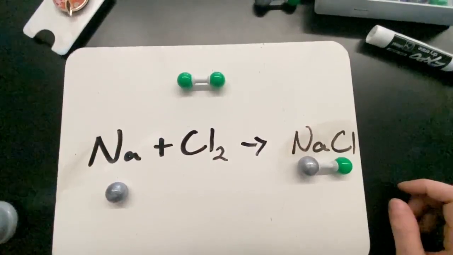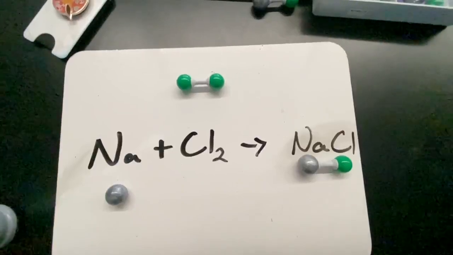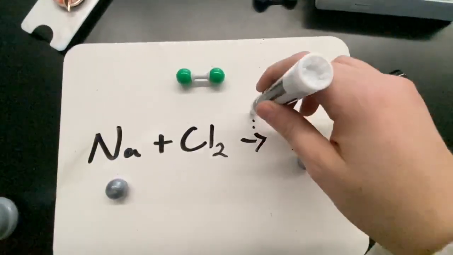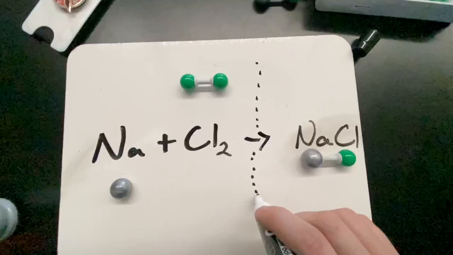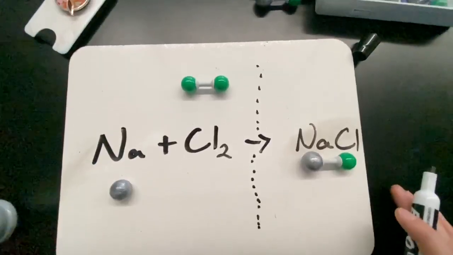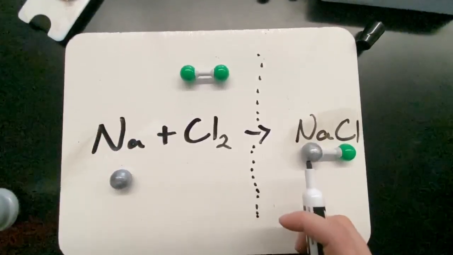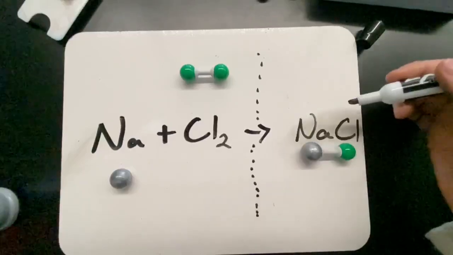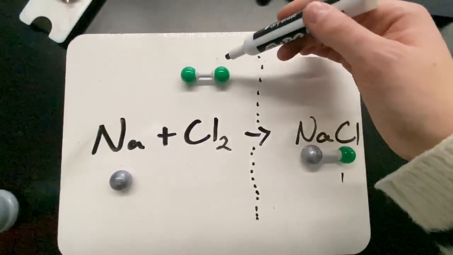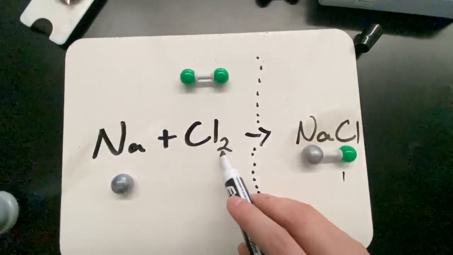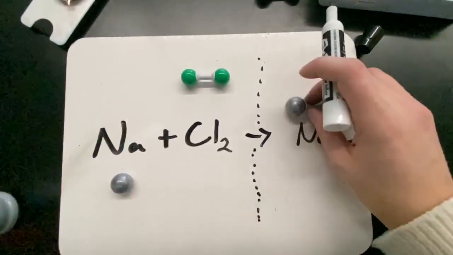And what we want to do is we want to have the same amount of each atom on both sides of the arrow. We want to have the same amount of green ones and the same amount of gray ones, just green and gray. So if we look here, we have 1 gray here, 1 gray here. So the sodium is good. But if I look here, I only have 1 green one, but up here I have 2 because of the 2 that's right here. So this isn't going to work for us. We need to have another green one.